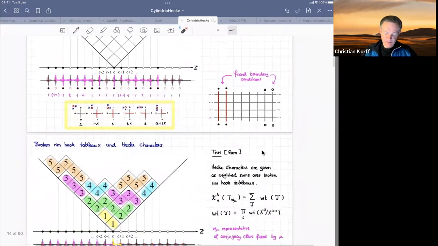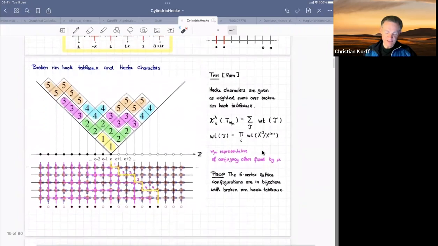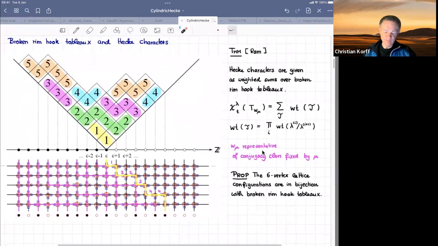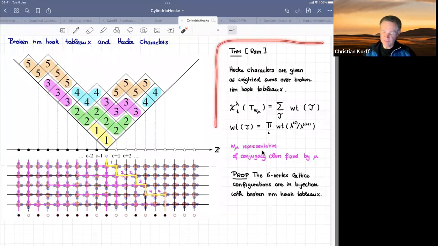And then you can check, so the bijection is pretty straightforward. Here's an example: a decomposition of a Young diagram into disconnected ribbons, or broken rim hooks. You can then verify that the statistics which are introduced are precisely the formula which was first written down by Ram for how to compute these irreducible Hecke characters.